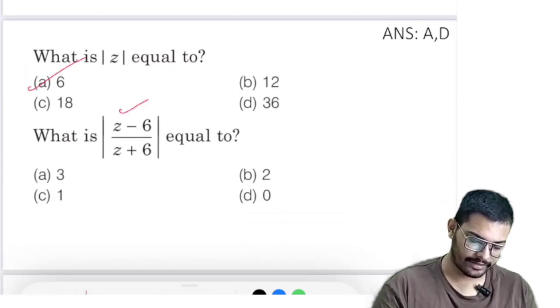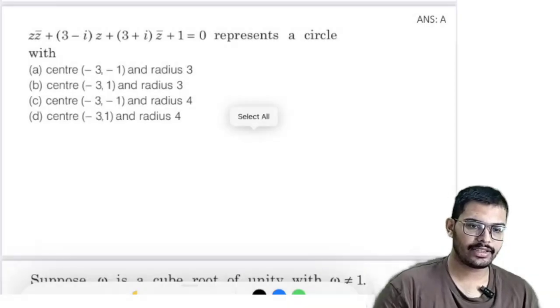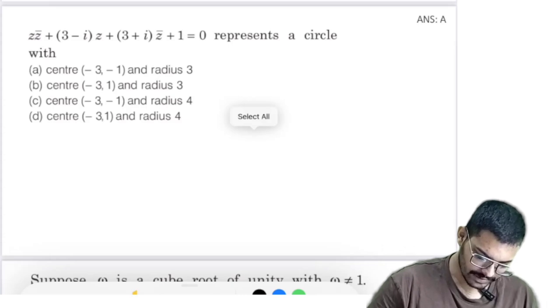And here z equal to 6 means 6 minus 6 is 0, and 0 divided by whatever it is, is 0. This question is a common question. Just remember this thing.